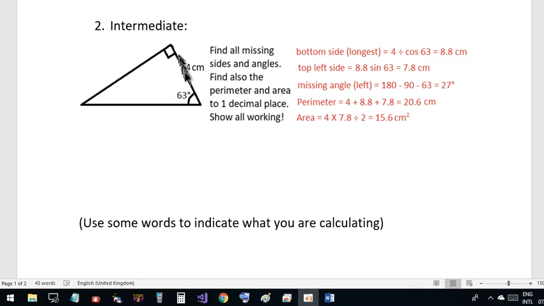So we will have base times height. Usually you use the two sides that are right next to the right angle when you're working out base times height to get the area. So we've got 4 times our 7.8, which we figured out, divided by 2 gives us 15.6 centimetres squared.